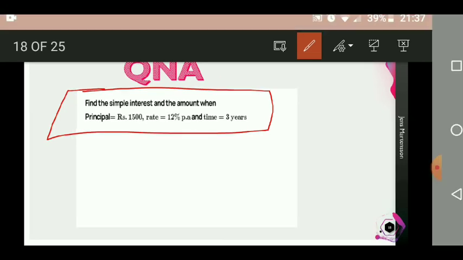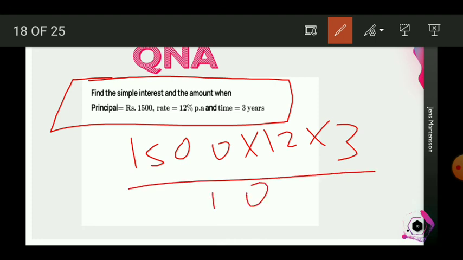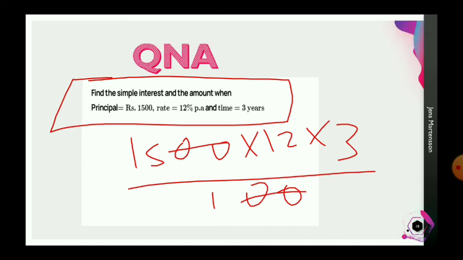Now the next is to find the simple interest and the amount when principal, rate and time are given. We have been given principal, we have been given the rate. So what we have to do: 1500 into 12 into 3 upon 100. Cancel 100 right here if you want. What we got? 15 into 12 into 3. We got 540.